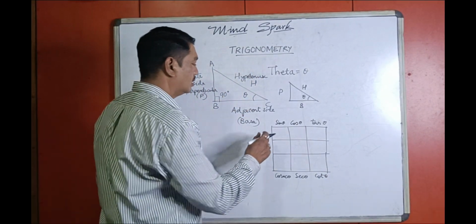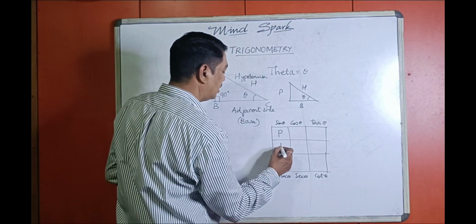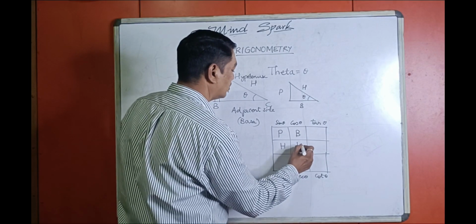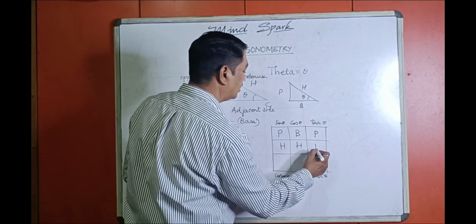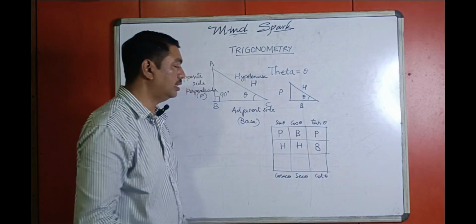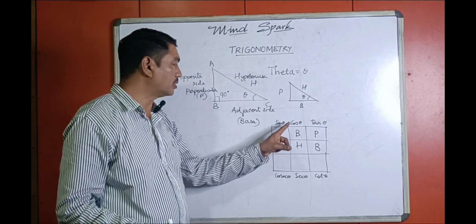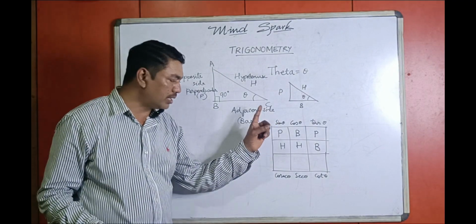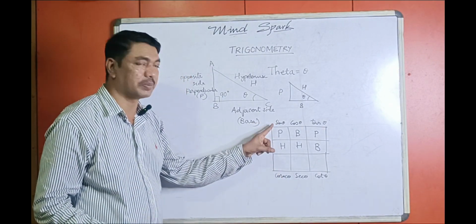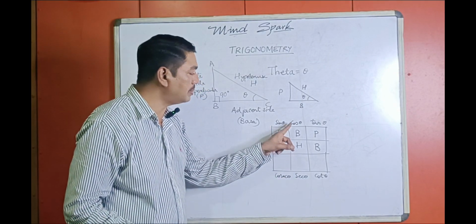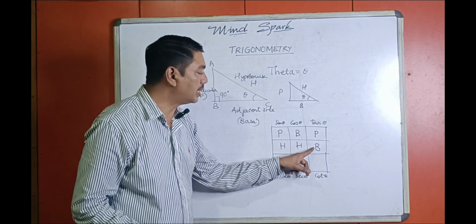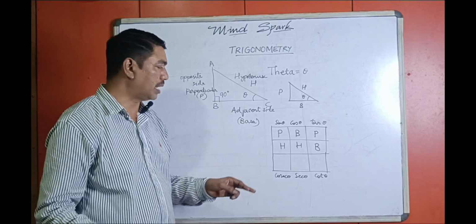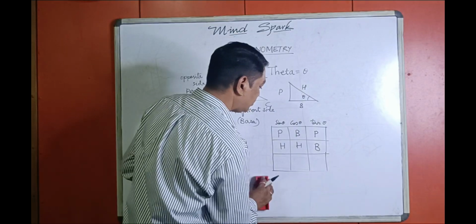Sin theta is perpendicular by hypotenuse, and cos theta is base by hypotenuse. Tan theta is perpendicular by base. Then similarly, cosecant theta is hypotenuse by perpendicular, secant theta is hypotenuse by base, and cot theta is base by perpendicular. So if you learn this table, you can cover up the content.